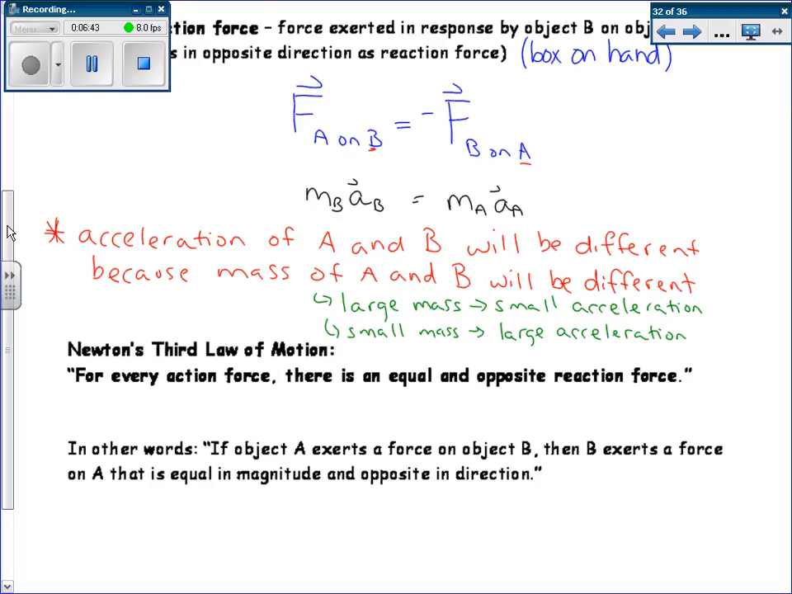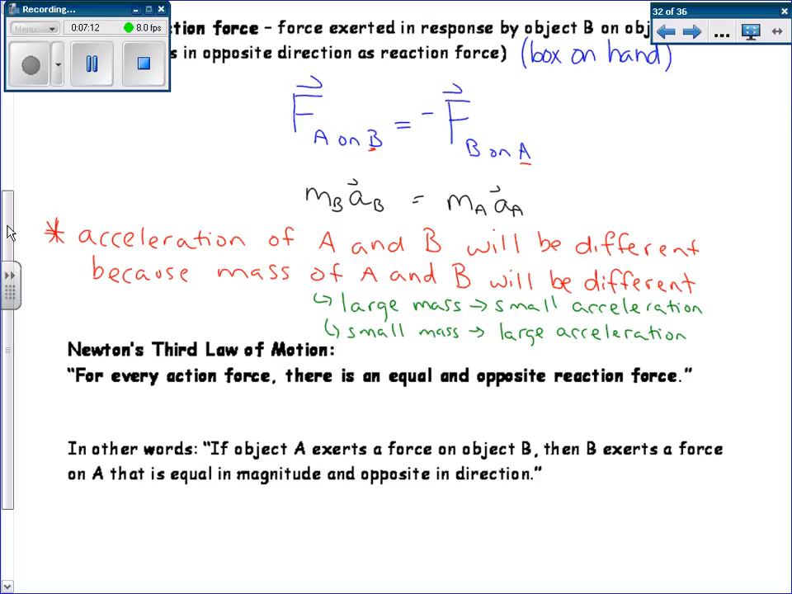The other way of thinking about it, if I hold this, there's a force of my hand up on the box, and then there's a force of the box down on my hand. What makes it harder to think about is when there's a significant difference between the masses of the objects. So if I drop this pen down towards the earth, there is a force of the earth on the pen pulling the pen down.